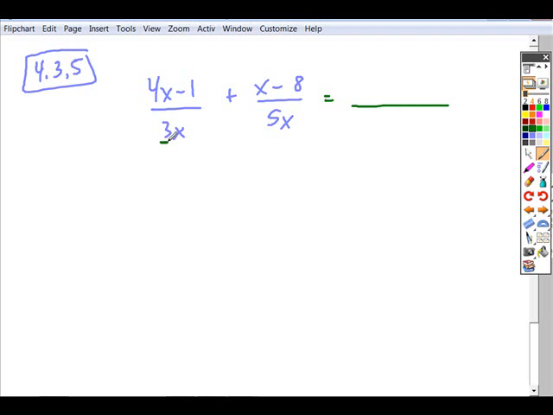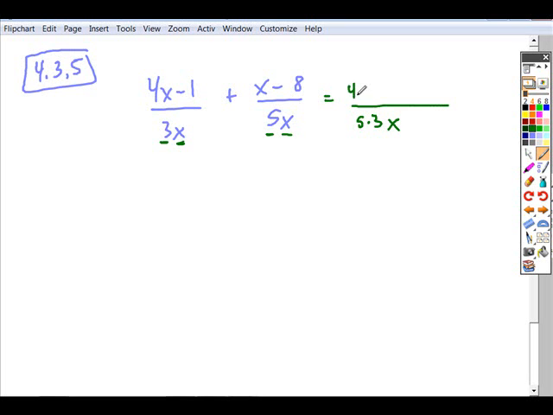So if we look at individual factors, we know we have a factor of 3. We need a factor of x. We need a factor of 5. Do we already have that here? No, so we'll include that 5 times. And then a factor of x. Do we already have an x? Yeah. So really our LCD is 15x. But I'm going to leave it written as 5 times 3 times x.